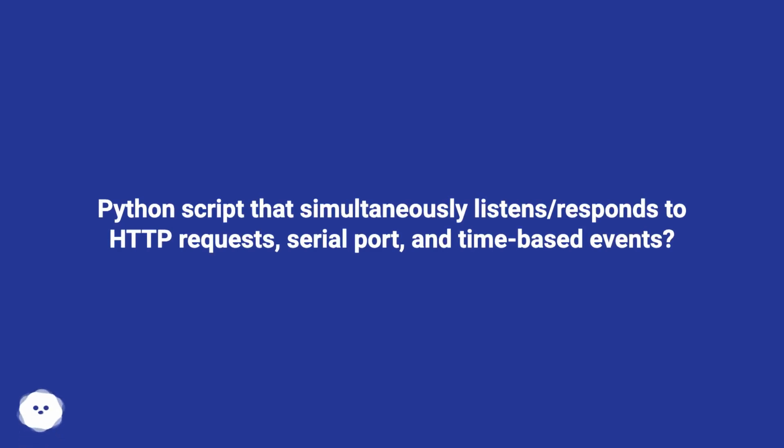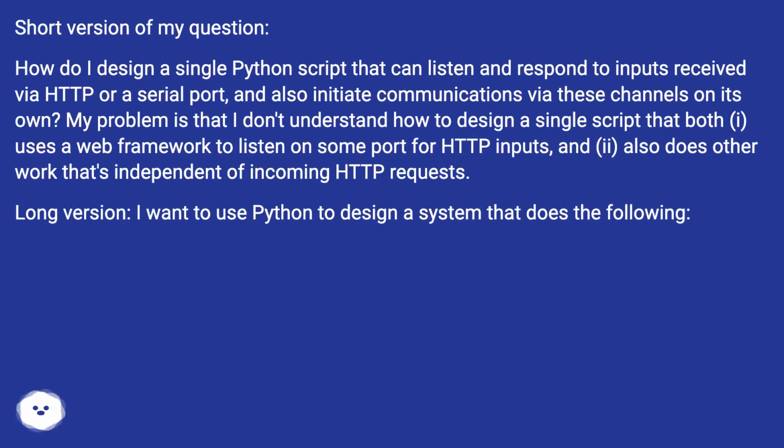Python script that simultaneously listens and responds to HTTP requests, serial port, and time-based events? Short version of my question. How do I design a single Python script that can listen and respond to inputs received via HTTP or a serial port, and also initiate communications via these channels on its own? My problem is that I don't understand how to design a single script that both 1) uses a web framework to listen on some port for HTTP inputs, and 2) also does other work that's independent of incoming HTTP requests.